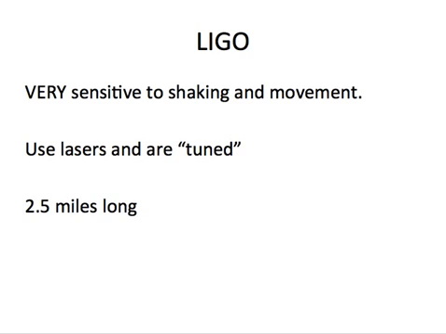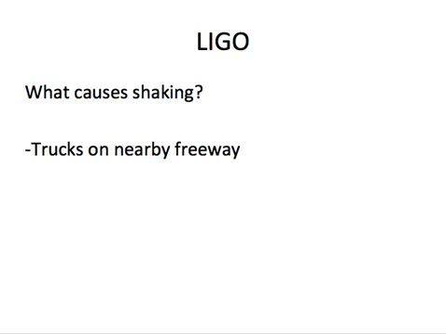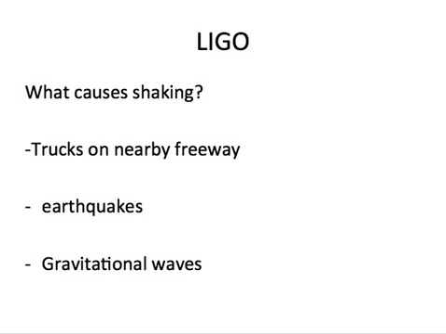They're very, very sensitive to any type of shaking, any type of movement. So things that can cause the shaking: trucks on a nearby freeway, earthquakes obviously would cause some shaking, some movement of these. Also gravitational waves. Gravitational waves would actually stretch and compress the distance between these mirrors as these waves pass through the Earth.